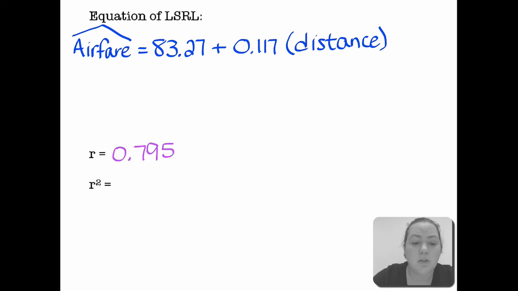The calculator also should be giving you r and r squared. Well, r was 0.75. Remember, that's your correlation coefficient. And r squared was 0.632. That's your coefficient of determination. If your calculator is not giving you those values, then you have to turn your diagnostic on. You can just go to catalog and search for diagnostic and then turn it on.